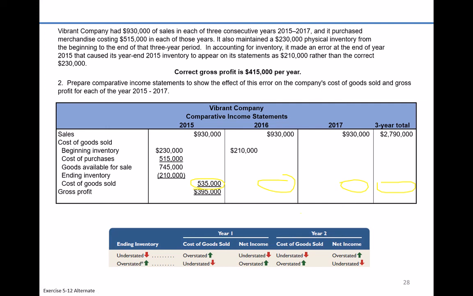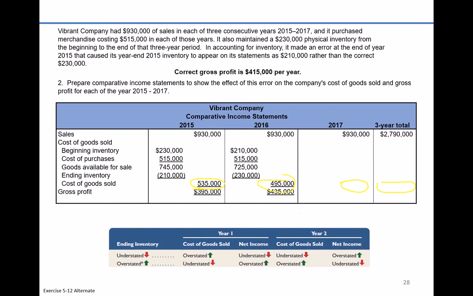So let's go ahead and look at the rest of our data to see what happens in the second year. Now that $210,000 that we ended with in 2015 becomes our starting inventory in 2016. We add to it the $515,000 in purchases, makes goods available for sale of $725, and now we correctly count how much is left of $230, which brings our cost of goods sold down to $495,000. There was that $30,000 shortage. We are over in this year, we're under in this year, which brings our gross profit to $435.